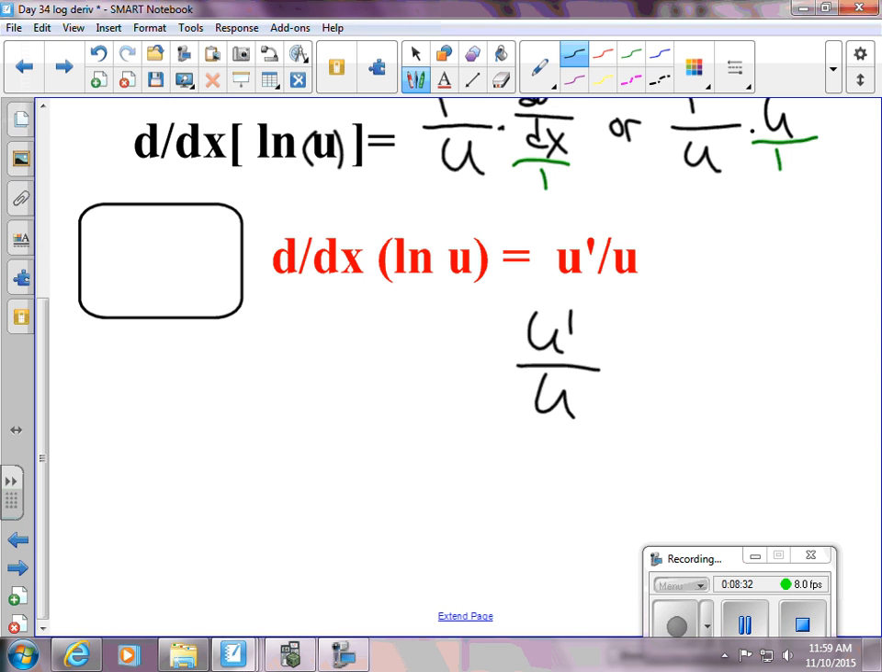So the derivative of the ln of anything is thing prime over thing. Sometimes I like to write it this way instead of on the computer. So when you're taking the derivative of the ln of something, whatever the argument is, whatever you're taking the ln of, that goes down here. And its derivative goes in the numerator.